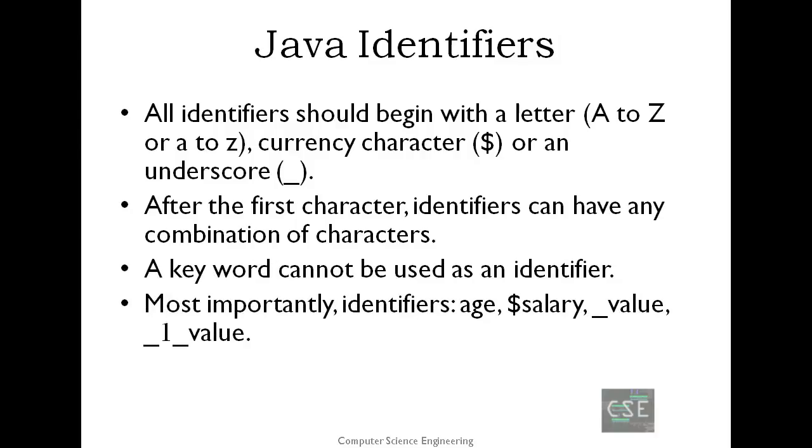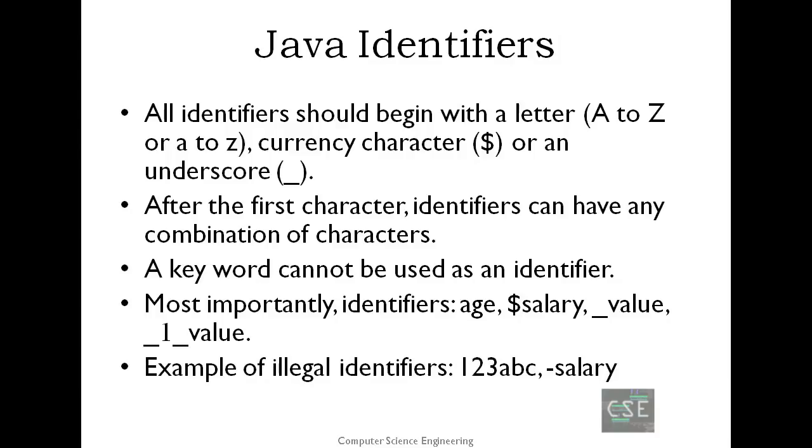Most importantly, identifiers are case sensitive. Here are examples of legal identifiers: age, $salary, _value, $1_value. And here are examples of illegal identifiers: identifiers that start with a number, such as 123abc, and -salary.